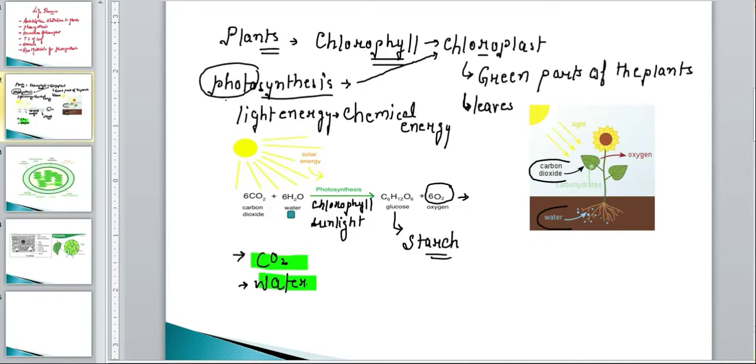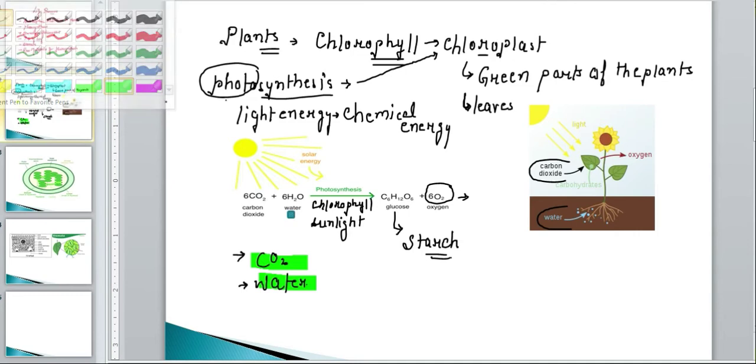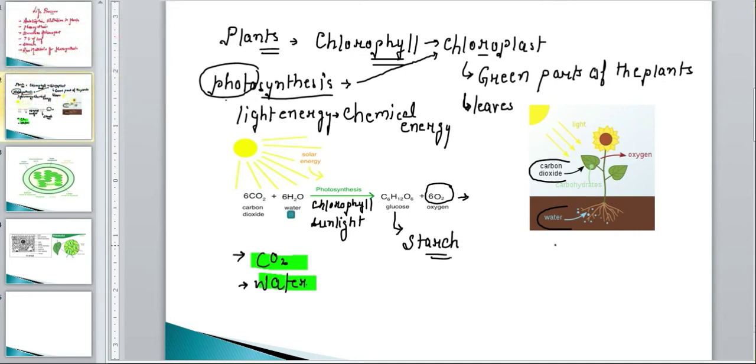And the regions from where the raw materials enter the plants: the water is present in the soil, in between the soil particles, and it is absorbed by the roots of the plants. And after that, through the xylem, it is uplifted. CO2 is present in the atmosphere and it enters through the stomata.